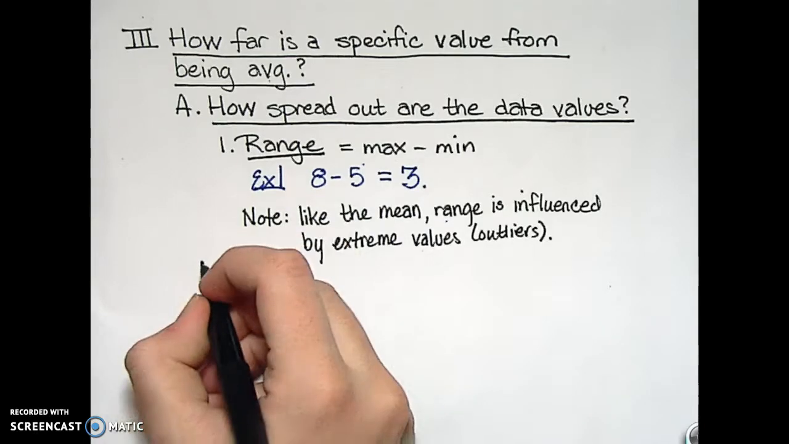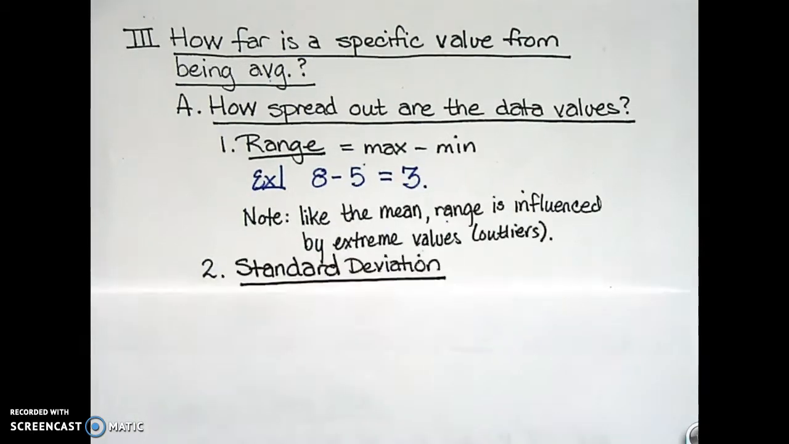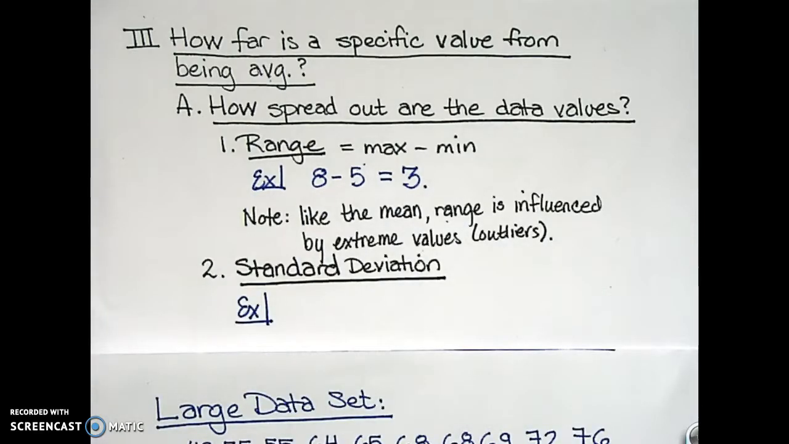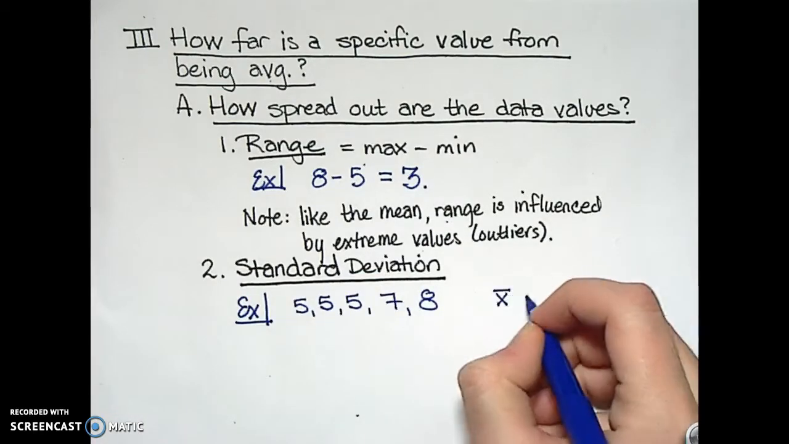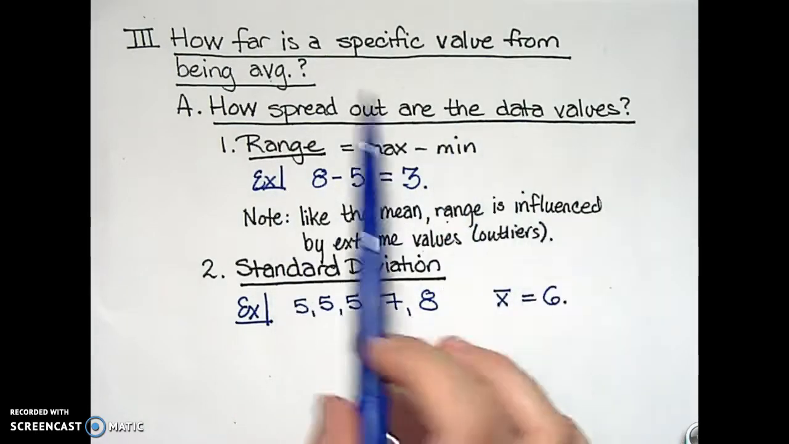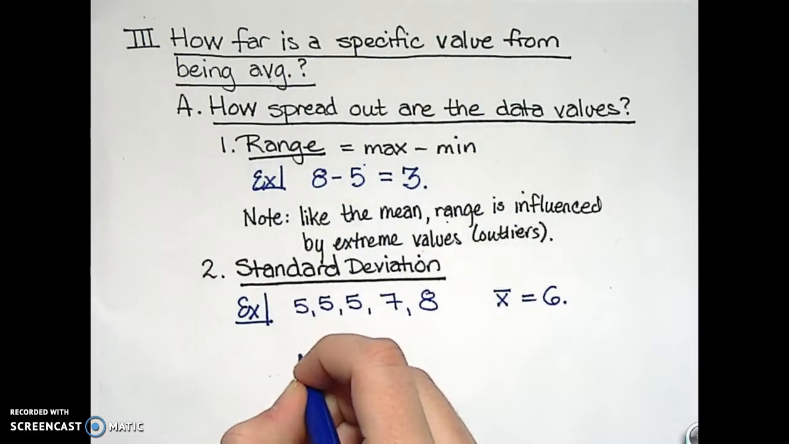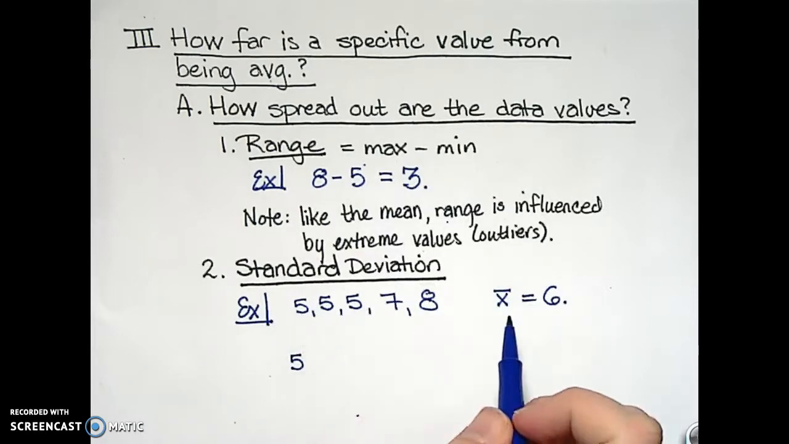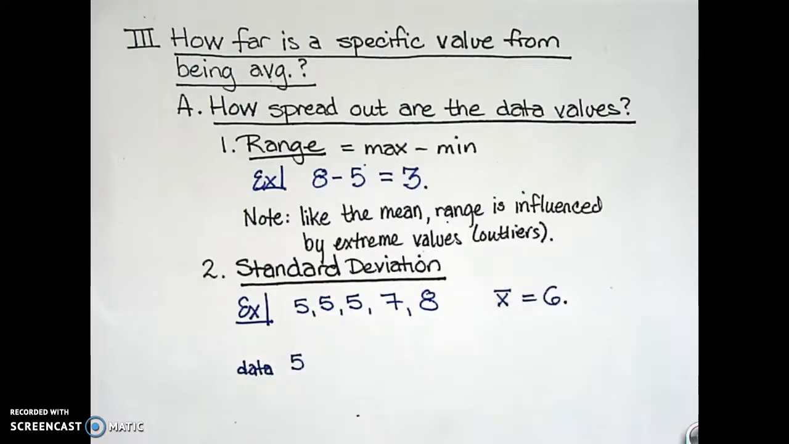A second way to measure how spread out data is through what is called the standard deviation. We will develop the formula for the standard deviation using our small data set, again, the 5 values of 5, 5, 5, 7, 8. Recall that this data set had a mean of 6. So to answer the question, how spread out are the data values, or more specifically, how far is a specific value from being average, an initial thing we might do is calculate the plain deviation that every value is from the average. So we'll create a table with our data values and then the deviations.